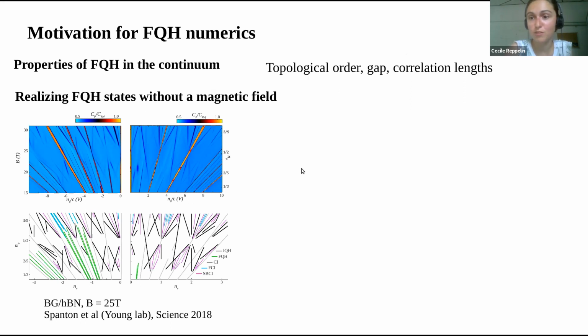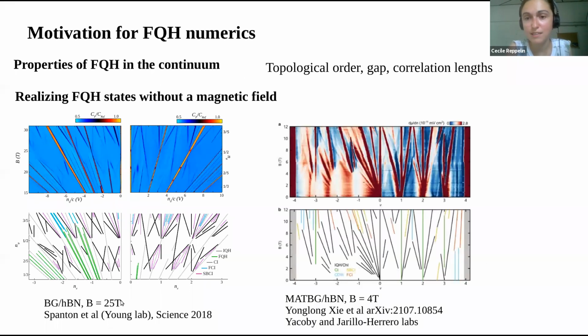And I talked about two of them. One of them was realized in Andrea Young's lab. And basically the fractional Chern insulator state arises around 25 to 30 Tesla. And much more recently, there was evidence in a different sample of magic angle twisted bilayer graphene aligned with hexagonal boron nitride of a fractional Chern insulator at much lower fields. So this is a field where there's really tremendous and super impressive experimental progress. Well, I hope that things can go even further, and maybe numerics can motivate that a little bit as well.